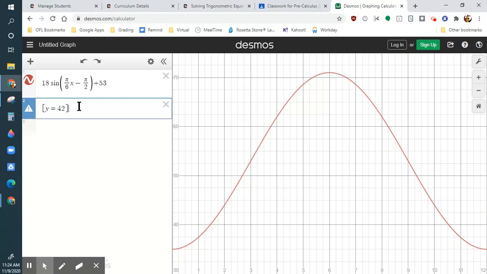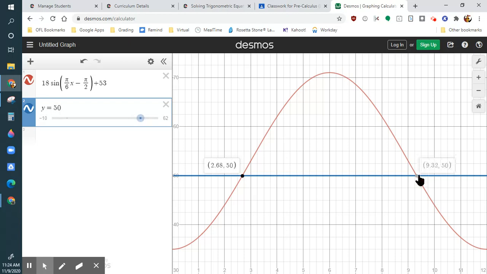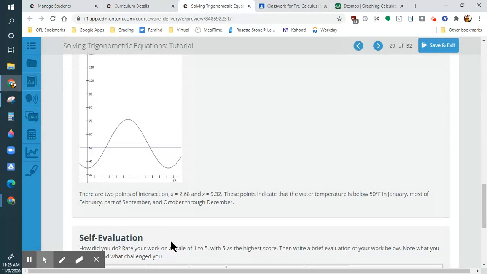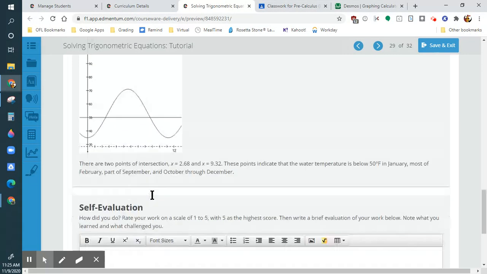Okay, 50. There we go. So solving this graphically, it tells us it's a little bit in the middle of February, towards the end of February. And this is a little bit in the beginning of September. So that's how you can get those answers. And I wonder if they even said the months on this one. Oh, yeah, it did. Part of September. So most of January, part of September, it talks about it.